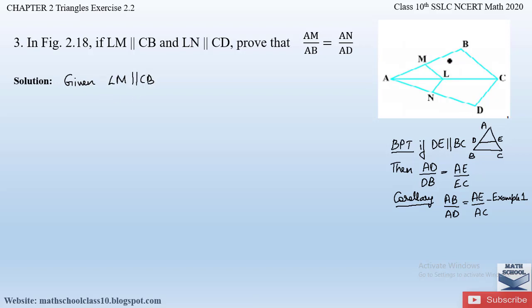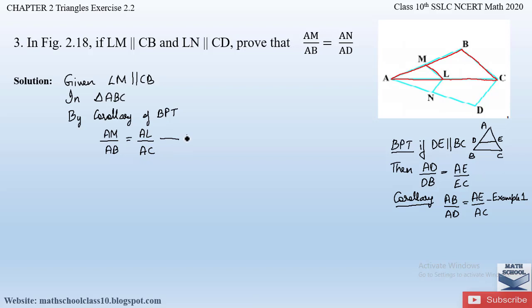If LM is parallel to CB, then we have to consider the triangle ABC, as LM is parallel to BC. So we will write, in triangle ABC, as LM is parallel to BC, we can apply the corollary of the BPT theorem. By the corollary of BPT theorem, we can say that AM by AB is equal to AL by AC. Let this be equation number 1.